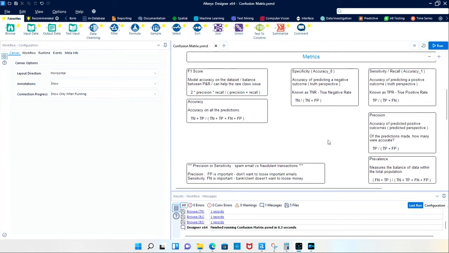And last on this particular metrics section is, when do we use precision or when do we use sensitivity? Because as you can see, they're both measures of true positivity, right? True positive, and the only difference is, well, on precision we see that FP, or false positive, is important. Sensitivity, false negative, is important. So precision or sensitivity, oftentimes there is a spam email versus fraudulent transaction example, because it's quite easy to actually understand with these two examples.